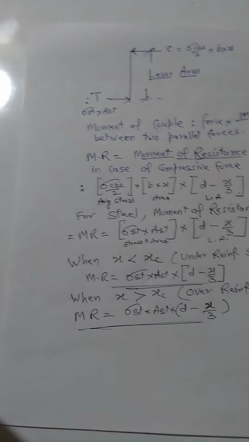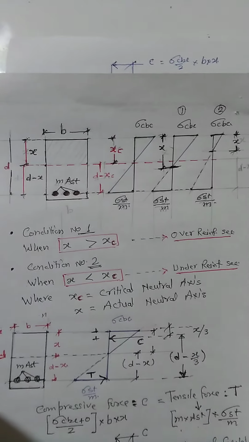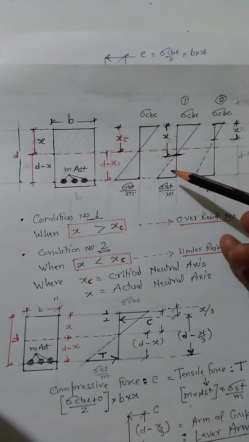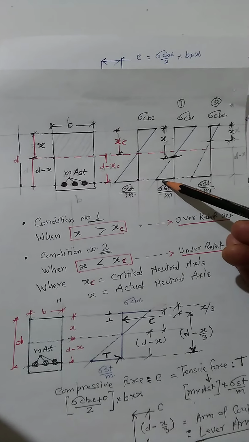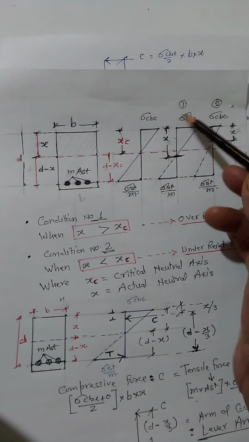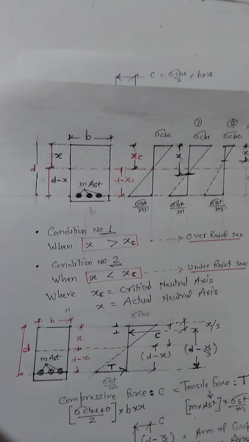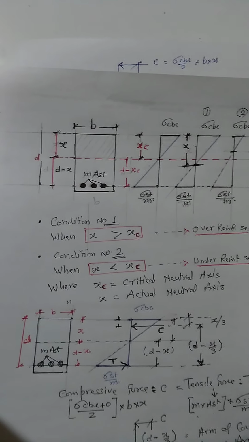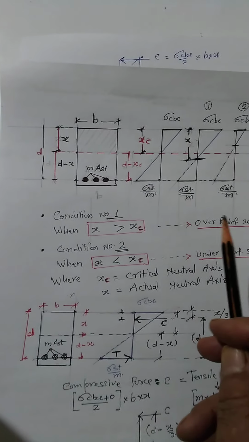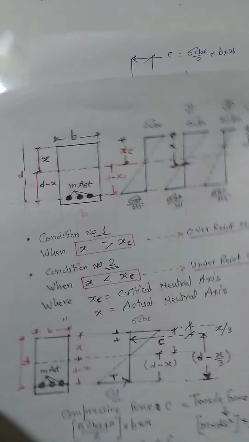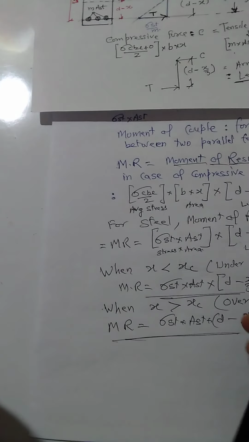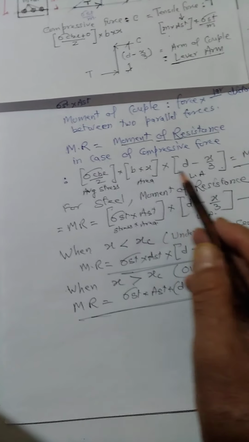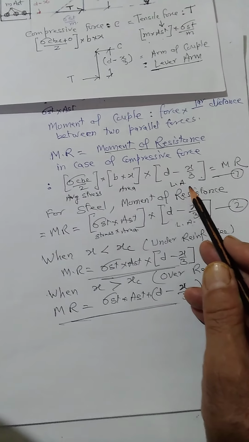Here, when we see this figure, you will find, when x is greater than xc, it is over reinforced. Who is failing? Concrete will reach its maximum value and it fails. So when x is greater than xc, the section is over reinforced. At that stage, we will have to calculate the moment of resistance by sigma CBC by 2 into B into X into D minus x by 3.